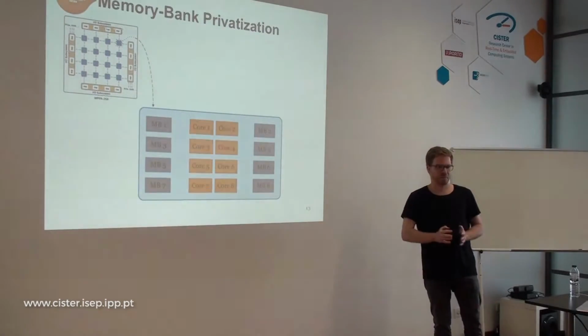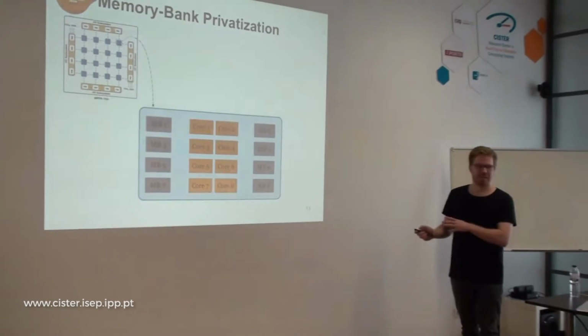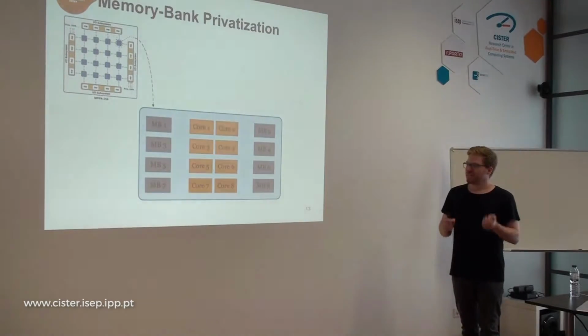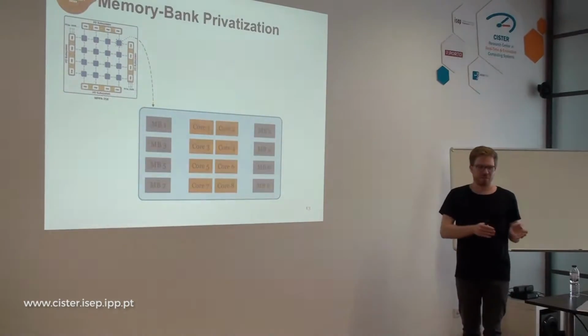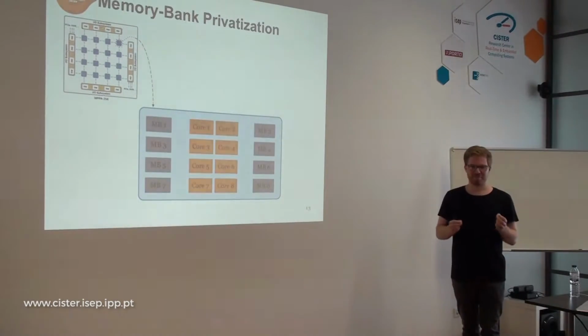So coming to the memory bank privatization, here we have a dummy cluster. To make it easier, we just have 8 cores and also 8 memory banks. Now I said that we have exactly the same number of memory banks as cores, so it seems we can just do this one-to-one mapping of banks to cores. But then we have to keep in mind that we have those global variables we have to assign somewhere, and those variables are potentially accessed from any core.